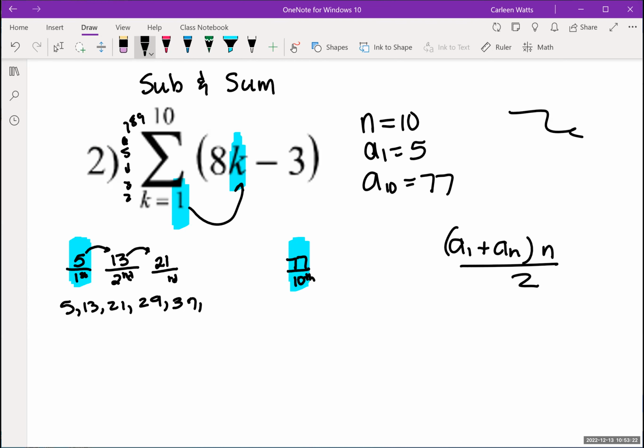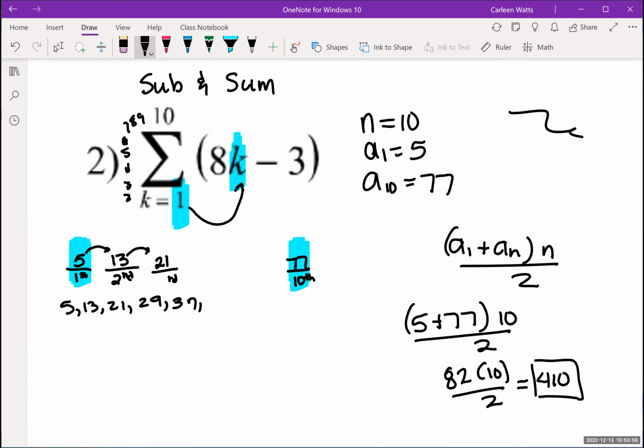All right, we got a couple answers. Let's do it my way. First term plus last term times number of terms divided by 2. Rainbow method. Parentheses first, which is 82. Oh my goodness, people are having a hard time. 82 times 10 divided by 2 is 410. You will get used to this.